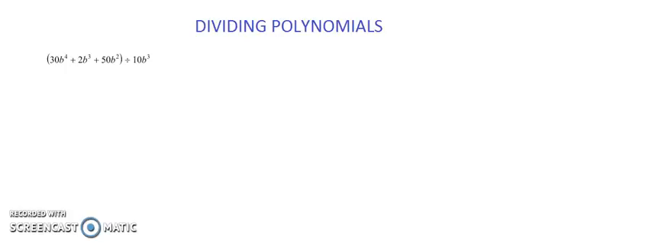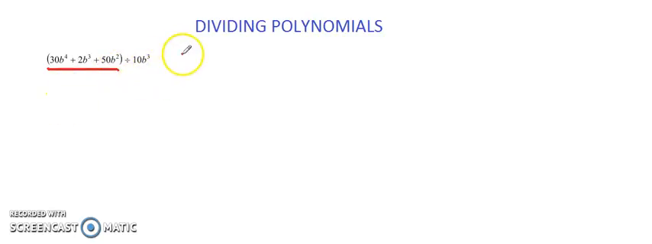In today's lesson, we're going to look at dividing polynomials. You can see the problem I've got up on the screen currently is 30b to the fourth plus 2b to the third plus 50b to the second. And we're going to divide all that by 10b to the third. First step I want to do in this is I want to rewrite my entire trinomial expression here.